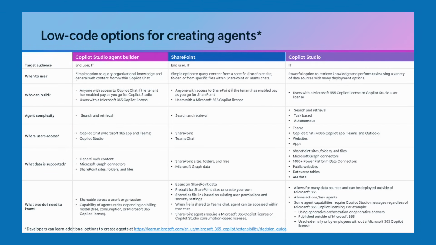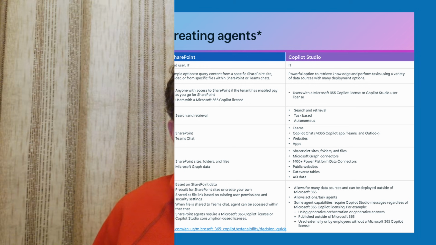In my view, one of the most useful resources Microsoft has on understanding its current agent options for Copilot Chat is this slide here. It breaks low-code agents into three categories: those built with the BizChat or Copilot Chat-based Agent Builder, those built with the SharePoint Agent Builder, and those built in Copilot Studio.